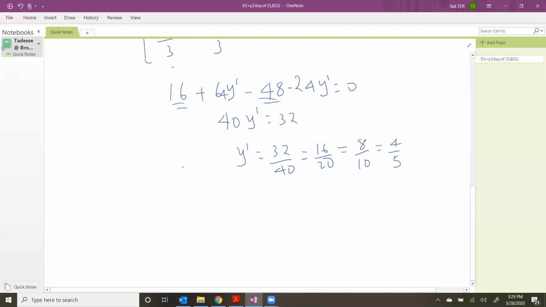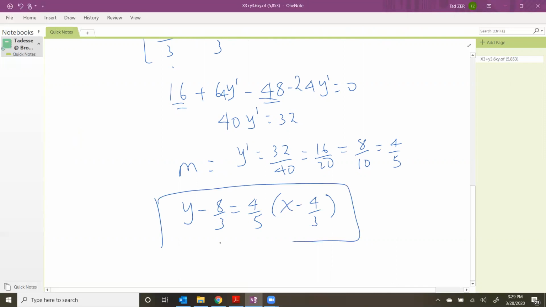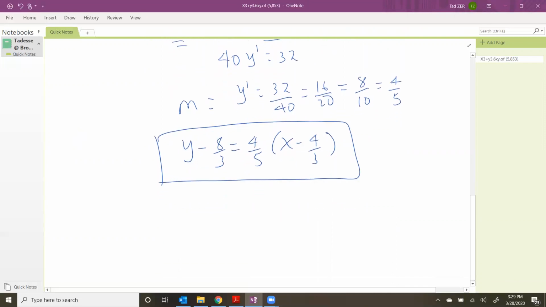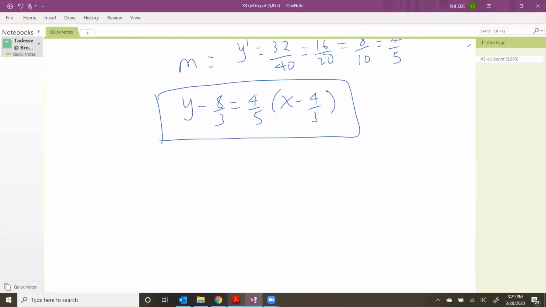Now the equation, this is nothing but the slope. So I have the slope, so the equation will be now y minus 8/3 equal to 4/5 times x minus 4/3. That will be the equation of the tangent line. Let's see real quick another example.